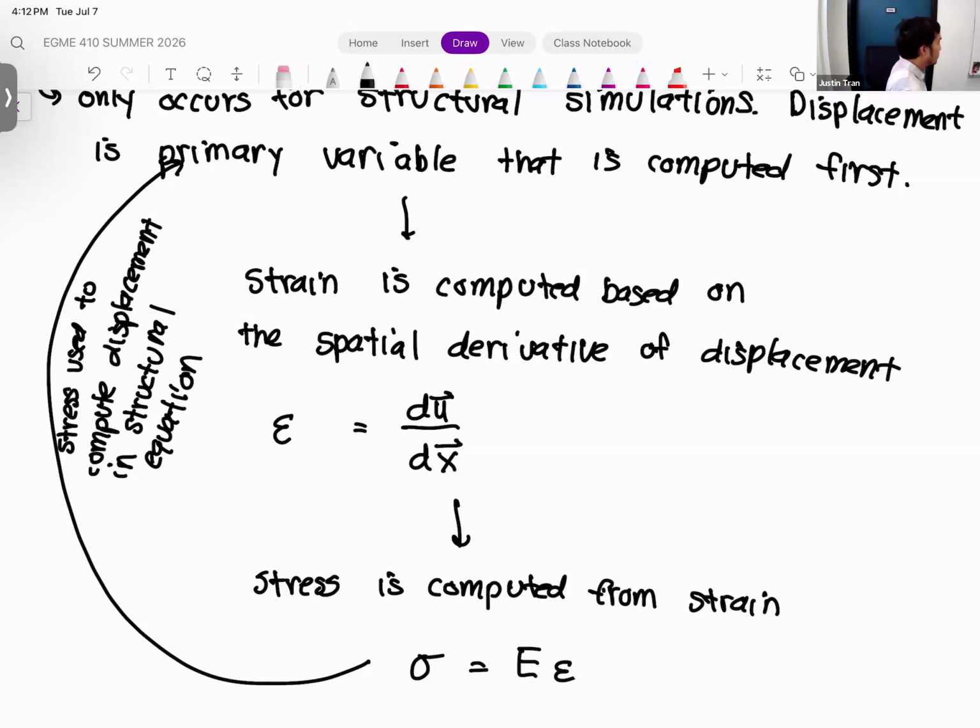Okay. So all of that makes intuitive sense, right? That's kind of what we understand from solid mechanics. But there's one part of this entire process that really can be affected by our finite element choices, which is the middle part: the computation of the strain.